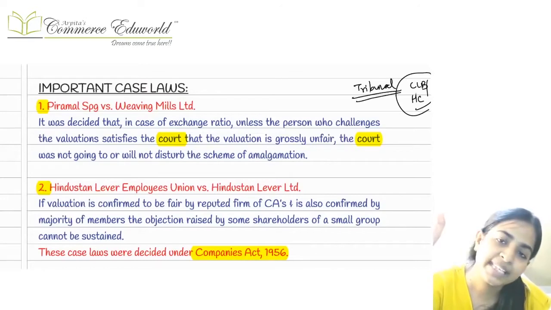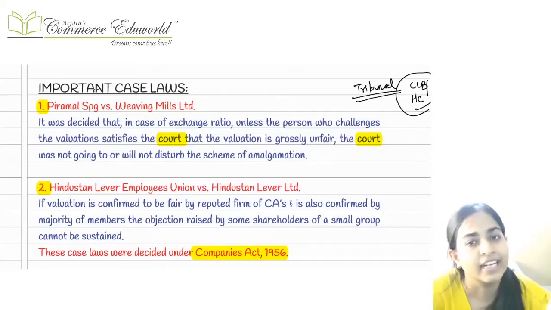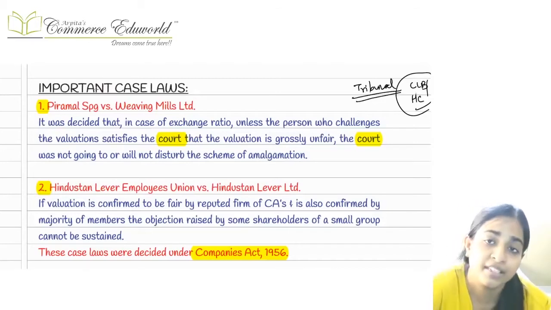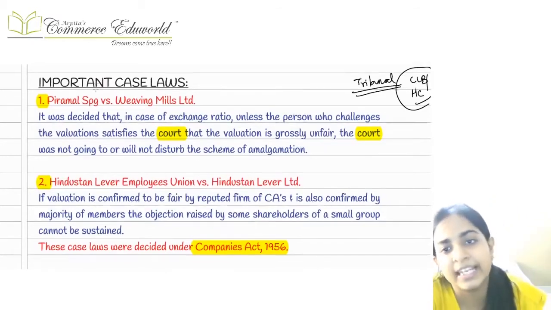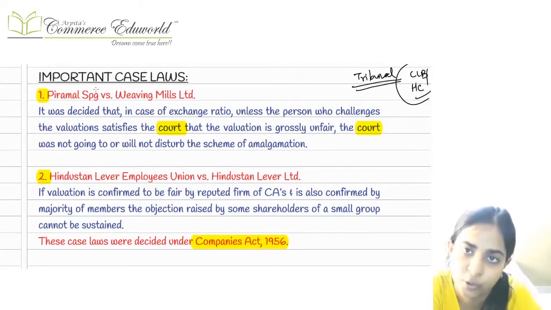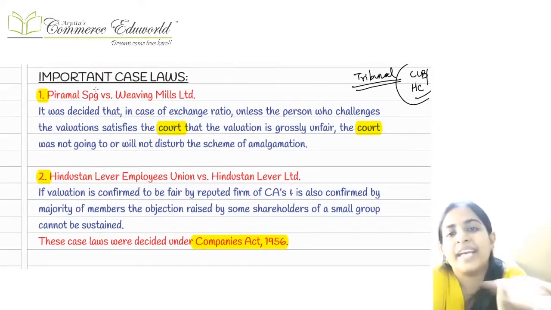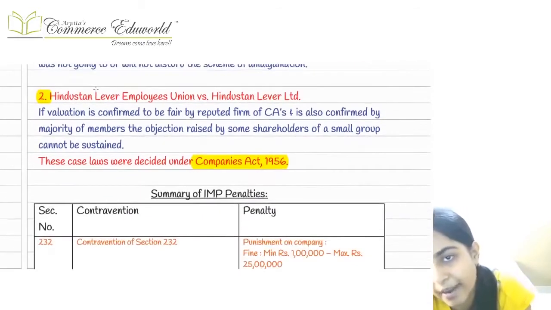You simply come and say that I have a problem, that is not sustainable. But if you justify why this exchange ratio is not sustainable, then only the court is going to interfere in the process, and it is going to allow that particular person to raise an objection. Basically, any baseless objections will not be considered by the court.